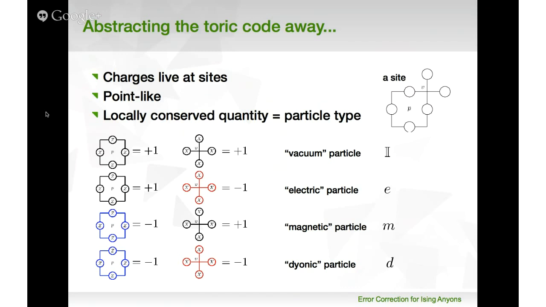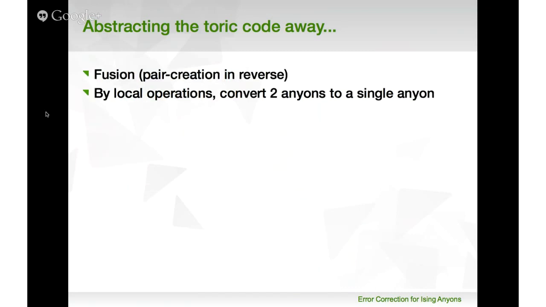And it's some kind of weird hybrid between a particle with a unit of electric charge and a particle with a unit of magnetic charge, which we don't have as isolated magnetic charges in standard electromagnetism, but we do in this weird theory.